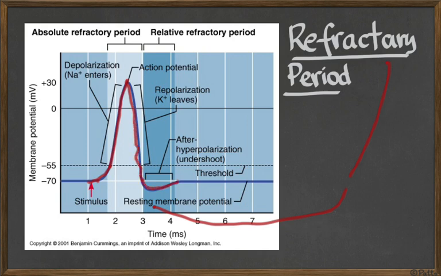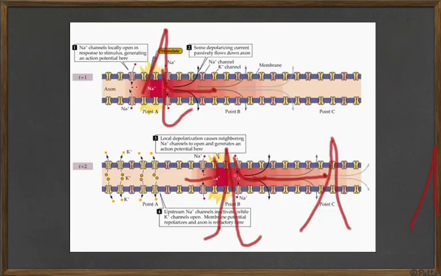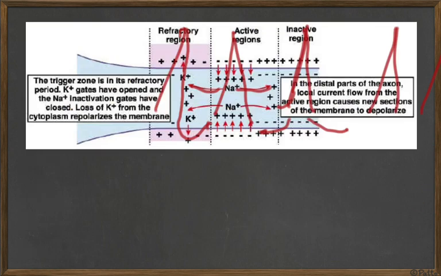So nothing happens, and this takes a few milliseconds. We have here about 1.5 to about 4 milliseconds, all this time here. So you have about 2 milliseconds during which that area of the nerve cell cannot be stimulated again. So the signal travels only in one direction, like I just showed you here.